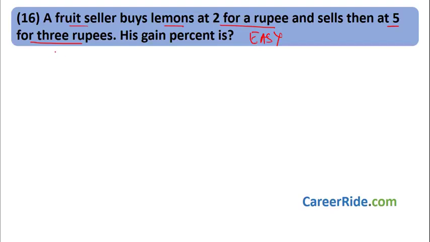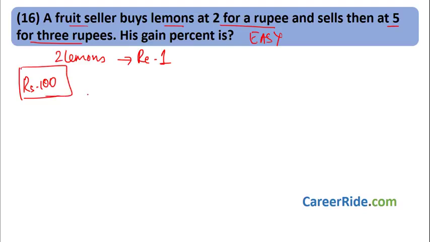Now the fruit seller buys the lemons at what price? 2 lemons for rupee 1. Let us assume that the fruit seller has rupees 100 with him, okay? The fruit seller has rupees 100 with him. So if he buys 2 lemons for 1 rupee, with 100 rupees how many lemons will he buy? 2 into 100, that is 200 lemons, right? So he has 200 lemons now.